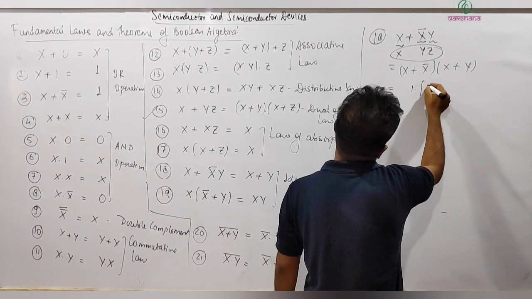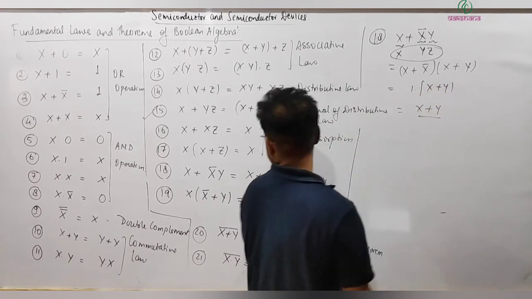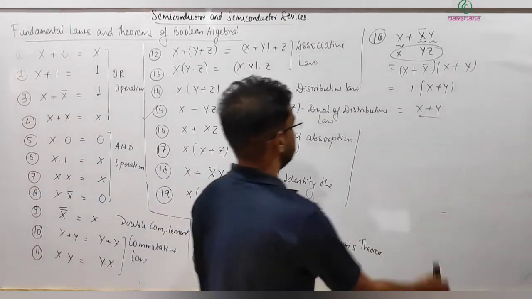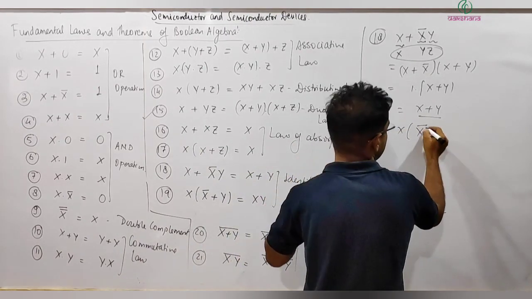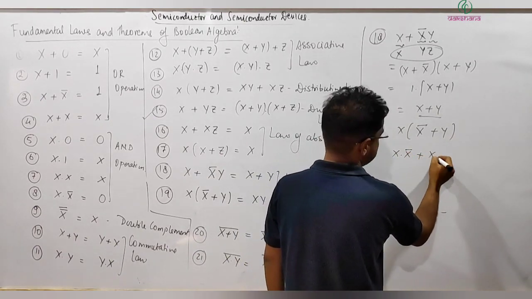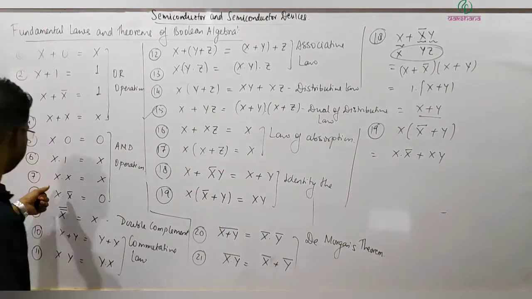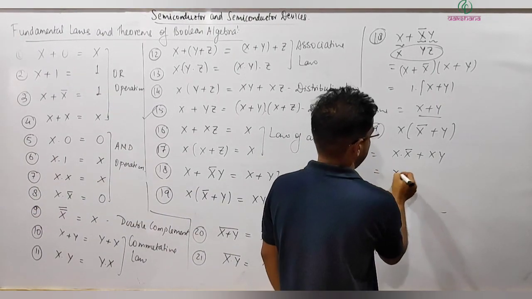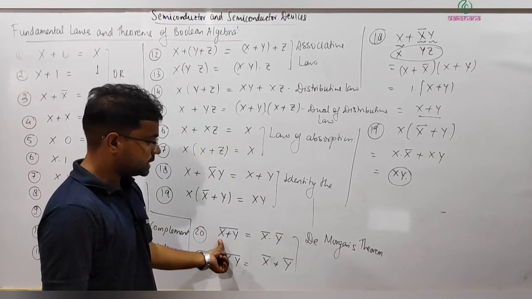1 dot x plus y, and what is that? That is x plus y exactly. This is x plus y. Similarly here also I can like 19 x and x naught plus y. So you can further write x dot x naught plus xy. Now x dot x naught is already there, x dot x naught is always 0. So this is 0, then it is equal to simply xy, and that is exactly the 19th theorem. This is De Morgan's theorem.